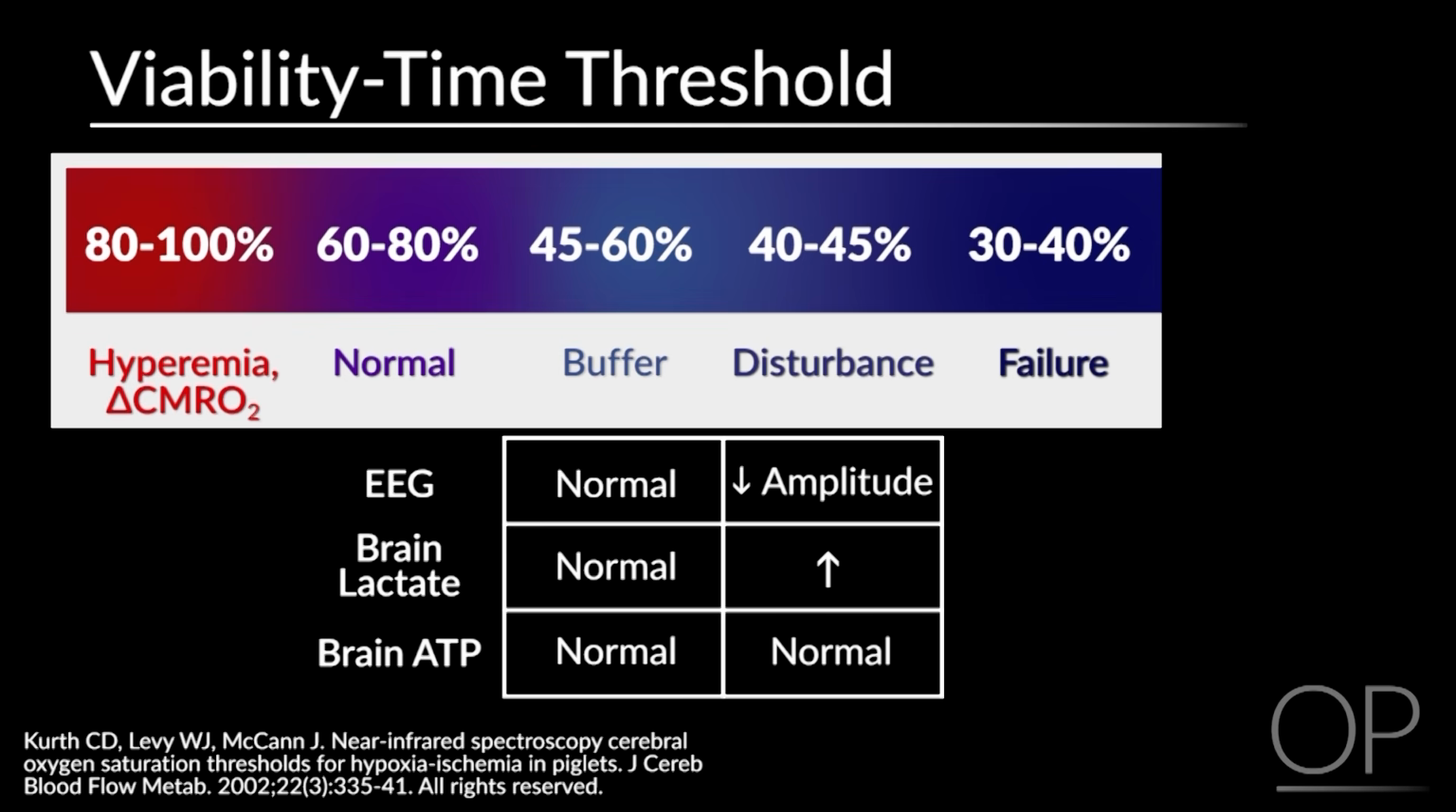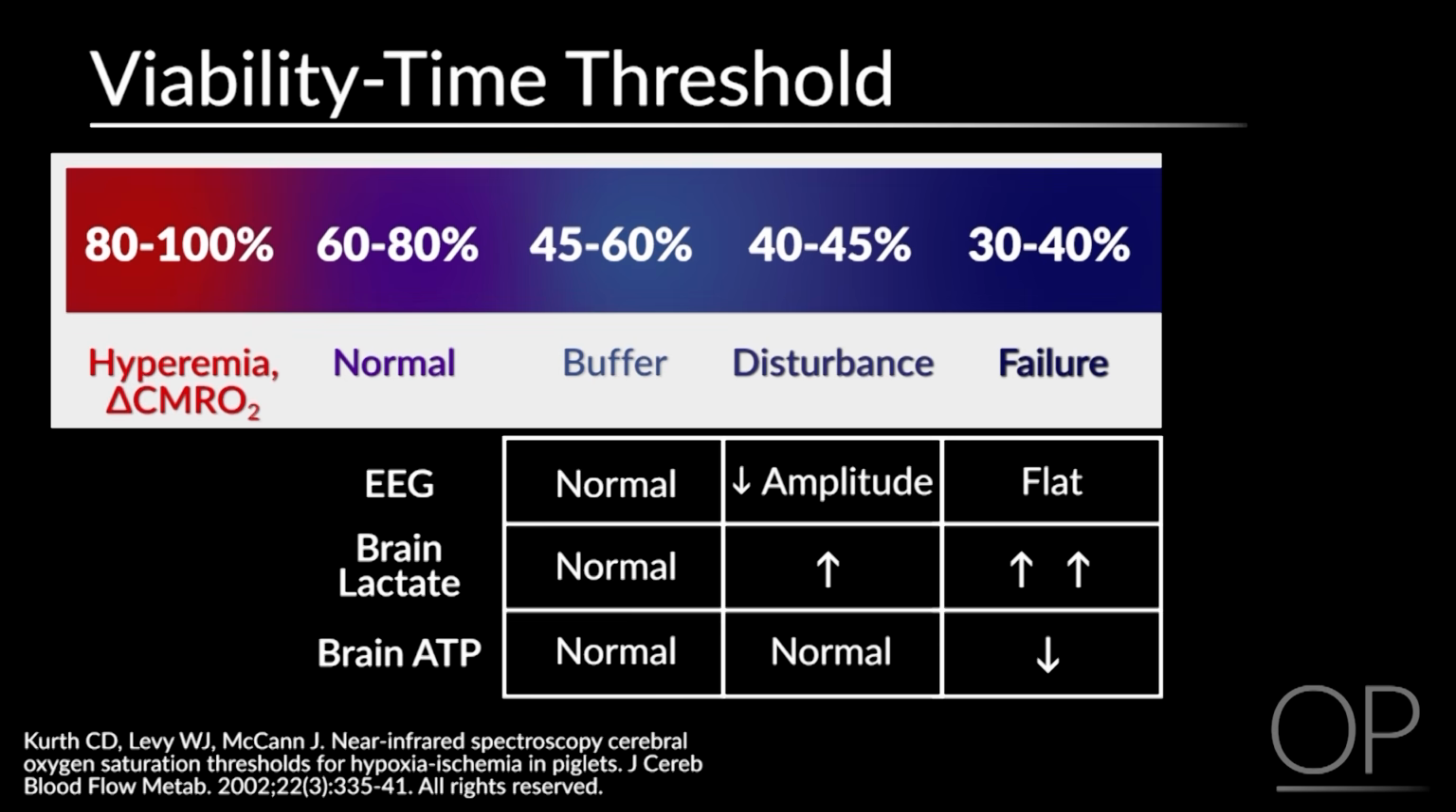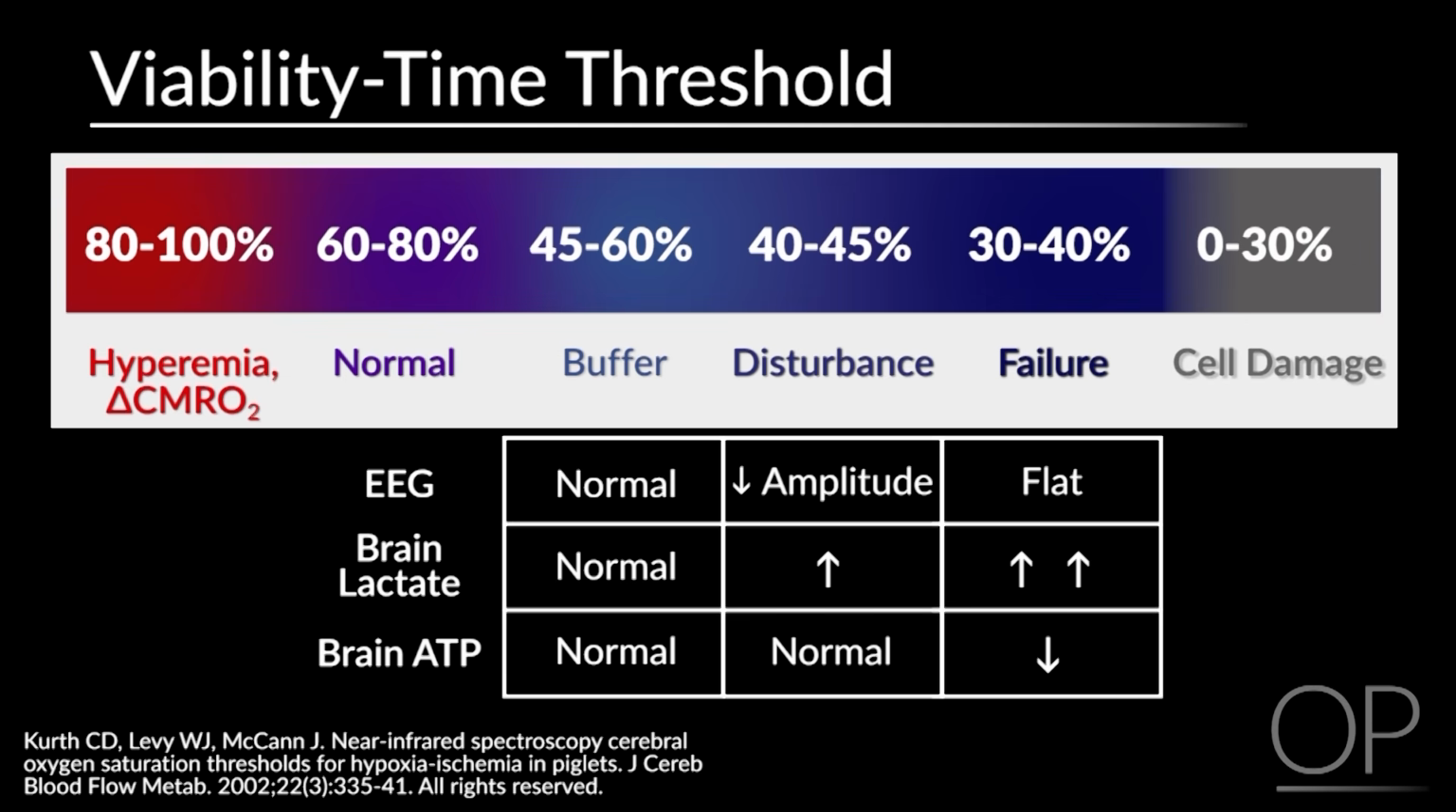In the 30 to 40 range, you start to see energy failure in that the EEG becomes flat, brain lactate is further increased, and brain ATP is decreased. And below 30%, you have the potential for cell damage. So the range of 30 to 45% is considered the viability threshold, as I mentioned earlier.